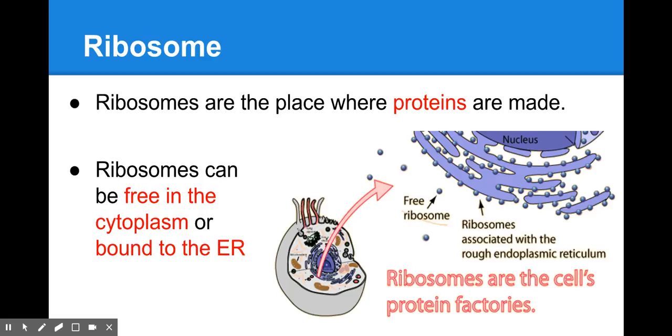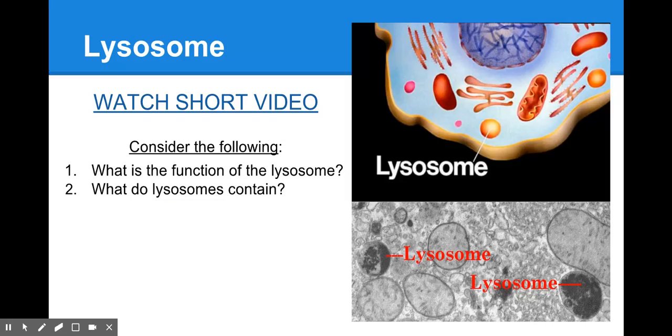And the ER is going to transport them a little bit later on to the Golgi apparatus, and the Golgi is going to package and ship these finished proteins wherever they're going, whether it's inside the cell or outside the cell. The next structure we're going to look at is the lysosome. What we're going to do for the lysosome is we'll actually watch a short video, and I want you to consider what's the function of lysosomes and what do lysosomes contain.